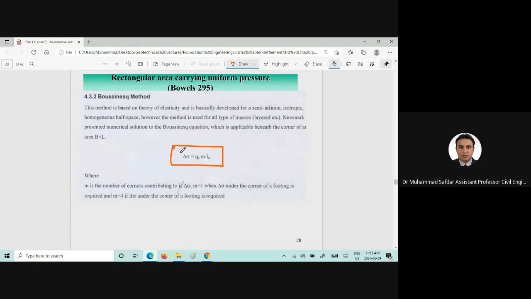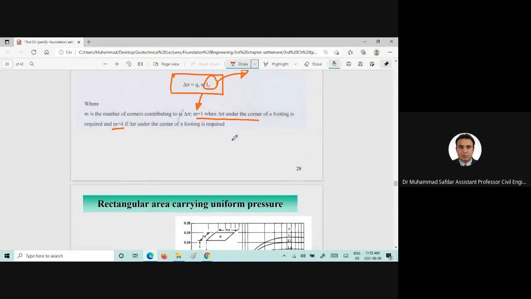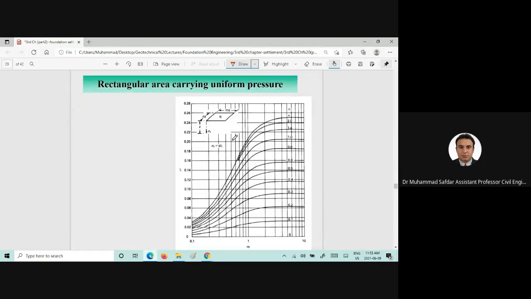Delta sigma we can find from Q naught, where Q naught is the contact pressure. M is the number of contributing corners to delta sigma. For example, M is equal to 1 if we are finding under the corner, and M is equal to 4 if we are finding at the center. I sigma is the influence factor, which I will explain how we can find from this particular graph.